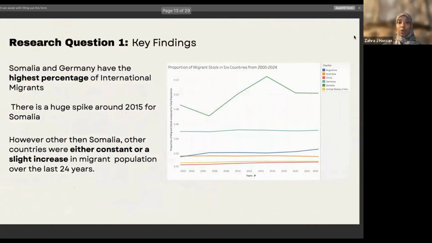And then, as you can see, Somalia and Germany have the highest percentage of international migrants. There's a huge spike around 2015 for Somalia. However, we don't know if there's a connection to CO2 emissions because there was a lot of political instability in the country, as when we did a couple of research and looked into Google, seeing what was going on during those years. However, other than Somalia, other countries either stay constant or show a slight increase in the rate of migration in the last 24 years, and there's not a clear or high value change.